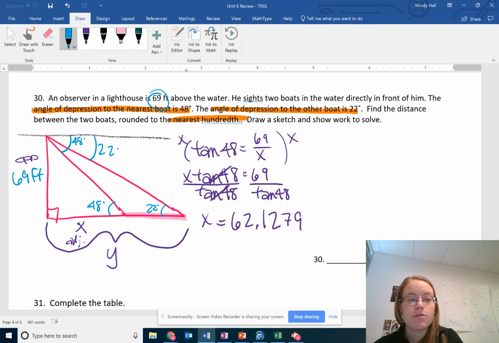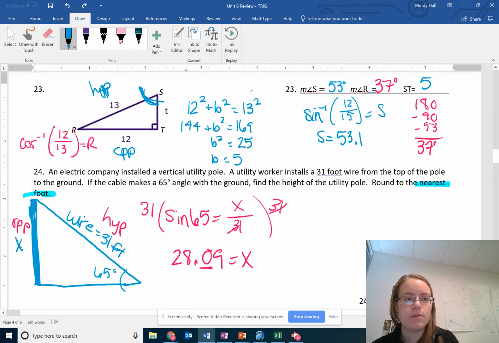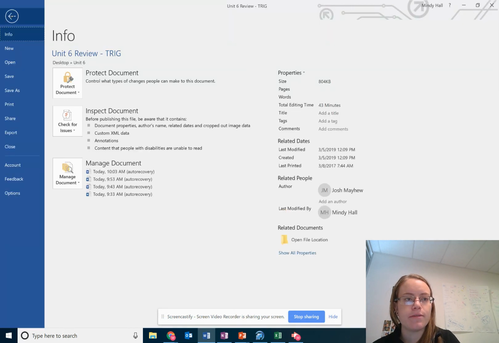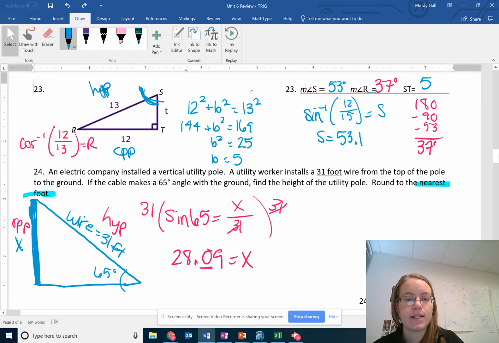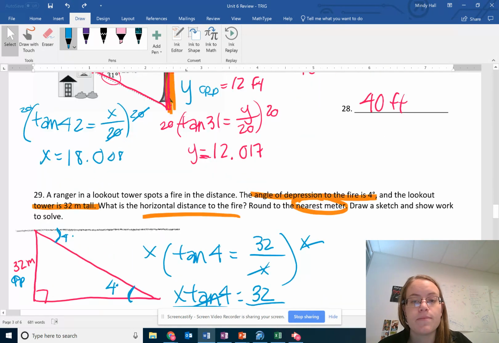So then, with the 22, we're going to find the full length. So we have tangent of 22 equals opposite over adjacent. The only thing that would be different is if you were doing it the other way, you'd probably have y plus this 62.1279. But again, it's up to you how you want to set it up and solve it.